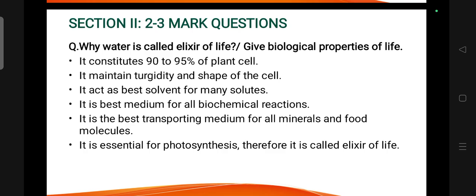Water constitutes 90 to 95% of plant cell. It maintains turgidity and shape of the cell. It acts as best solvent for many solutes. It is the best medium for all biochemical reactions. It is the best transporting medium for all minerals and food. It is essential for photosynthesis. Therefore, it is called elixir of life.